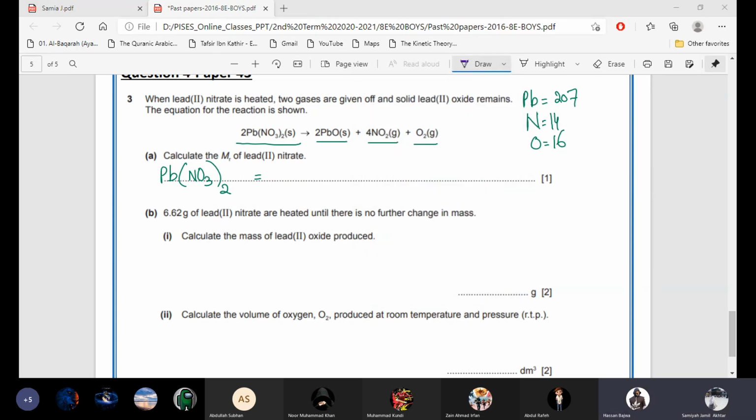Let's wait for the others also, other boys. What is the answer you are getting? Molar mass or relative molecular mass? It's the same, different words for the same thing. The relative molecular mass, molecular formula mass, and molar mass, all of these names are for the same thing. 331. Yes, sorry, Rafi, 331. Zen, what are you getting?